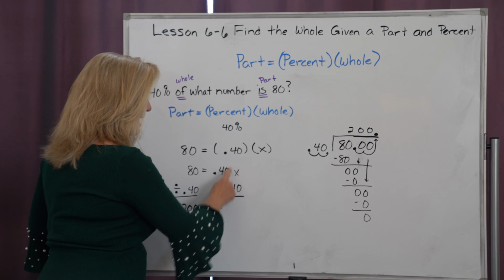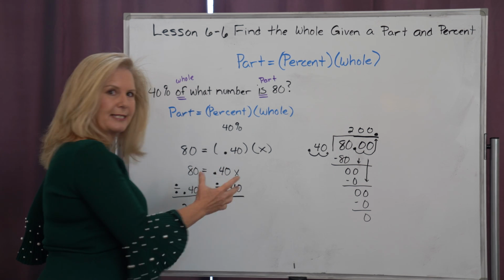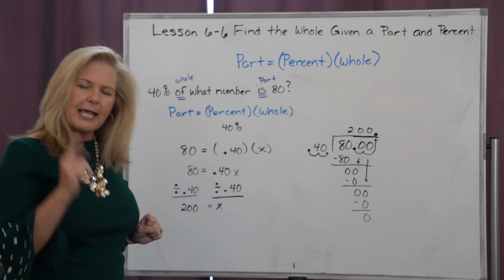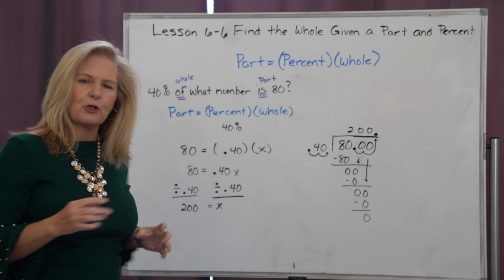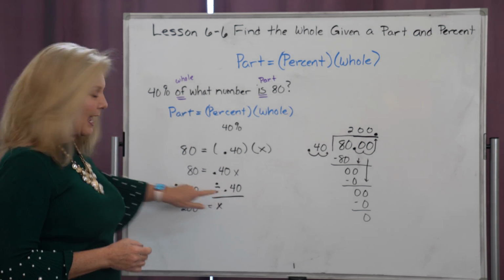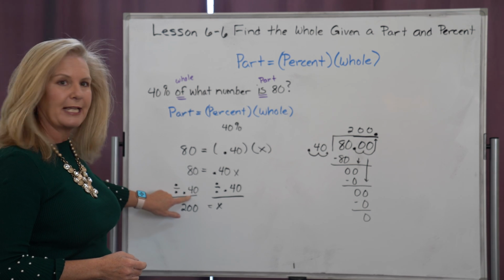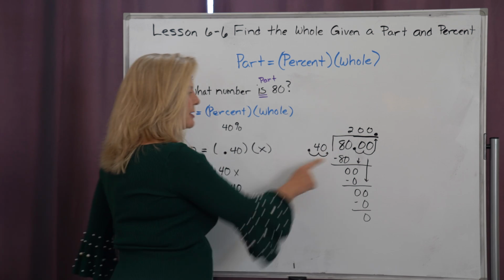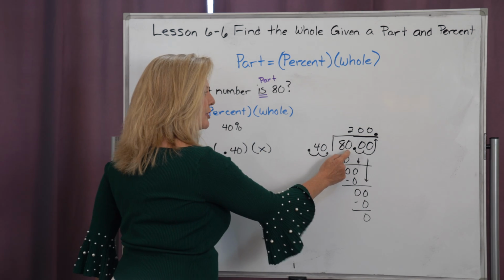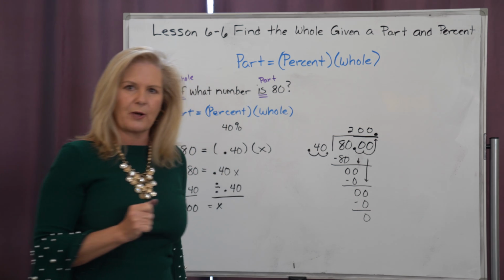So in order to get x by itself, I need to divide by 0.40. I got to divide that decimal out. And when you divide by a decimal, your number gets bigger. If I do it on one side, I have to do it on the other side. So 80 divided by 40 hundredths. Now, when we go to divide that, remember the 80 is going to go on the inside of the division symbol. The 40 hundredths is going to go on the outside.